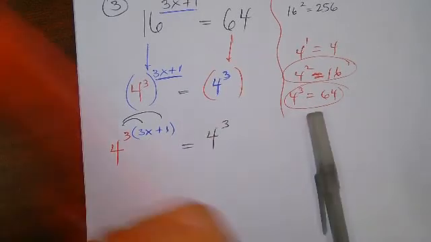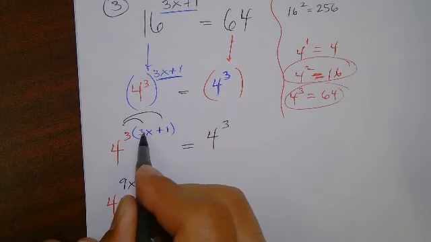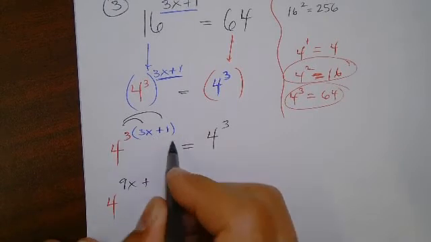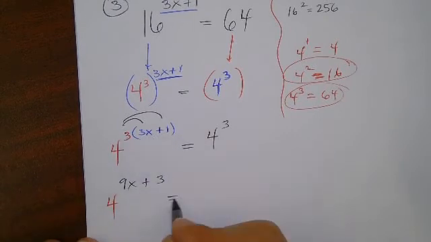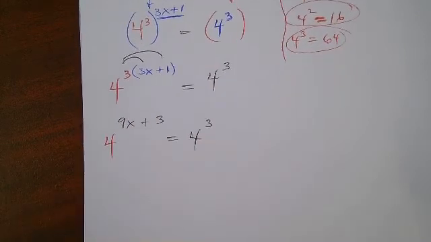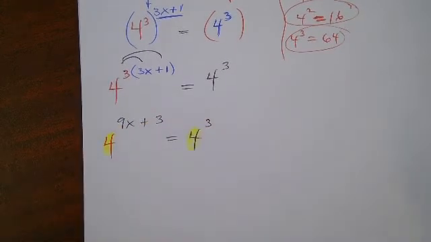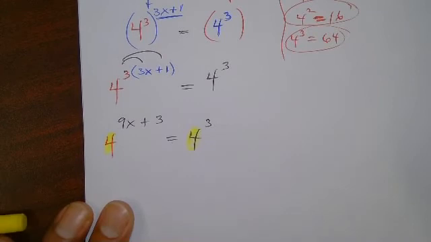4 to the power of 3 times 3x plus 1. So you got to use the distributive property and distribute. So you're going to have 4 to the power of 9x plus 3 times 1, 3, is equal to, and then 4 to the power of 3. Okay, there it is. So I was able to get this to a base of 4.